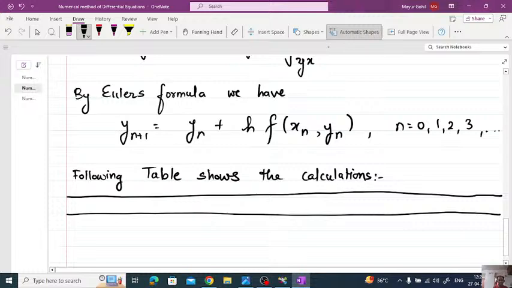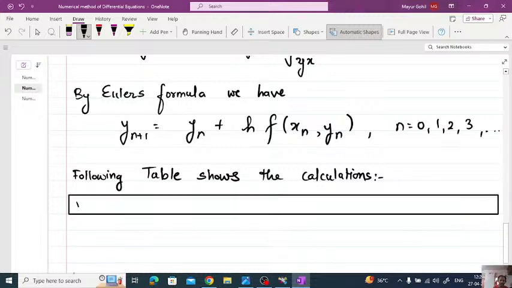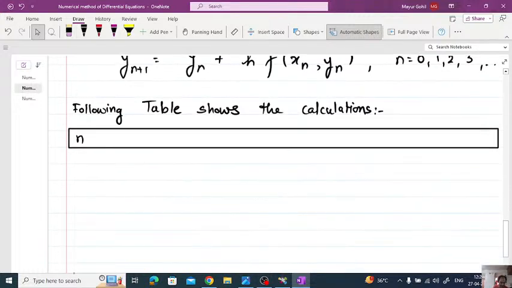तो पहला कॉलम बनाइए n का, एक n का कॉलम बनेगा, यहाँ पे n लगेगा. दूसरा कॉलम बनाइए आप xn का. तीसरा कॉलम बनेगा yn का. चौथा कॉलम बनेगा, h का भी बना सकते हैं अगर आपको बनाना है तो, इसमें कोई प्रॉब्लम नहीं है.